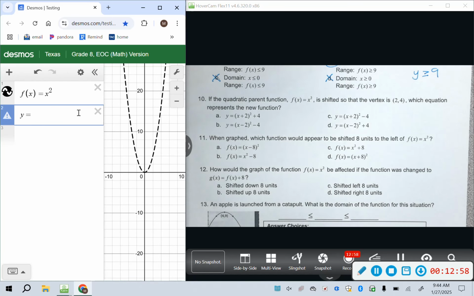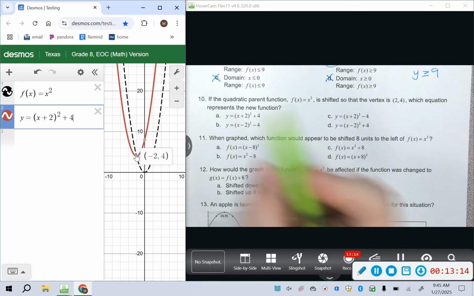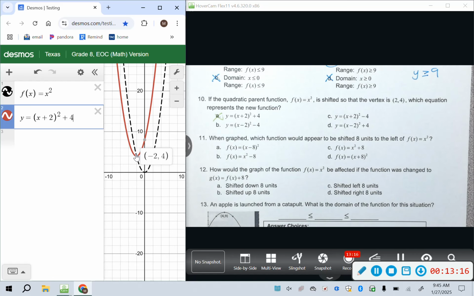So y equals (x plus 2) squared plus 4. Okay, so when I look at my vertex here, it says negative 2, positive 4, and I need positive 2, positive 4. So A is not an answer.